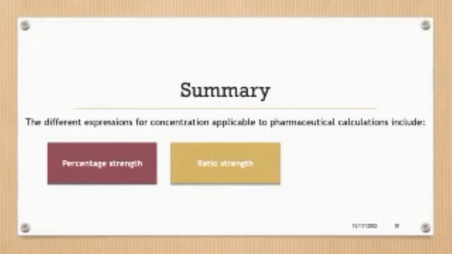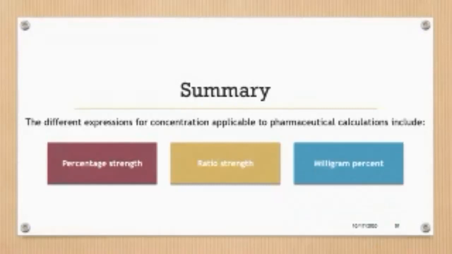Also expressed, ratio strength as volume in volume, which is the number of mils in an amount of mils, or volume of a substance in mils. And it can also be expressed in weight, where it is the number of grams in the amount of grams of a substance. We also saw that we could express concentration in terms of milligram percent, especially for endogenous substances in the body. And milligram percent, as it suggests, is the amount of substance in milligrams that's found in every 100 ml of body fluids.